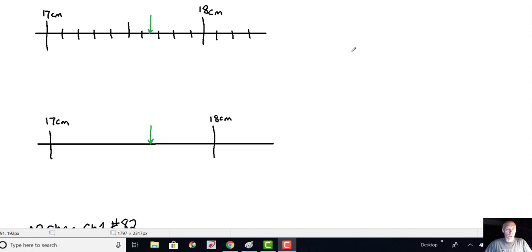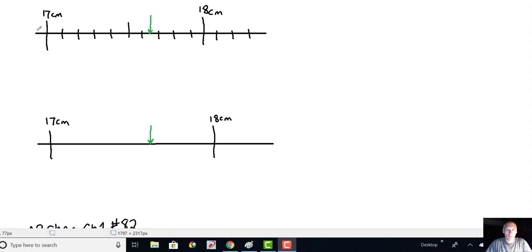So I've got two rulers drawn here. One ruler is definitely more precise than the other one. And the rule to follow when making a measurement is the last digit that you list is always an estimate, and it's always assumed that that was an estimate.